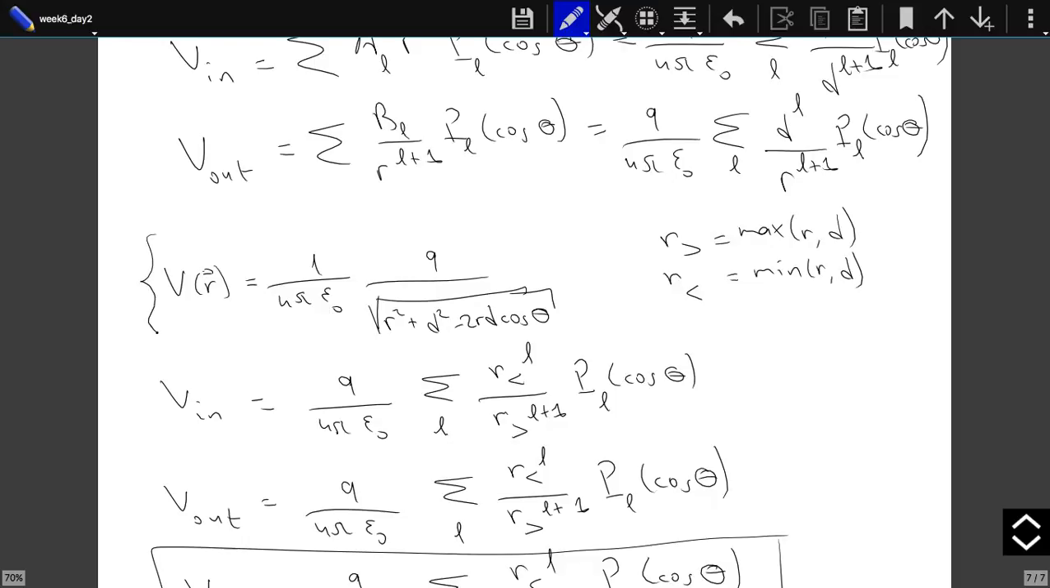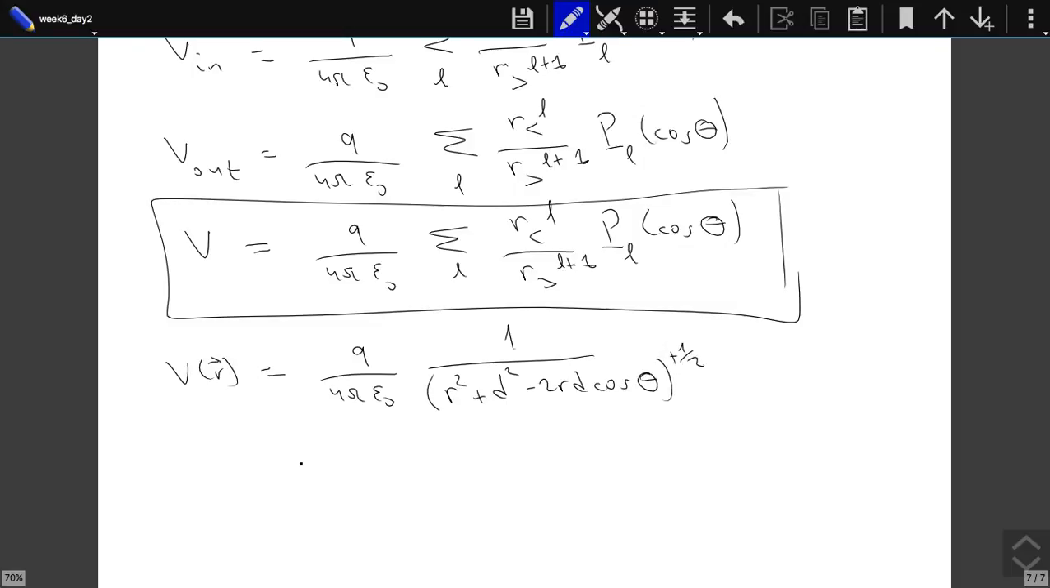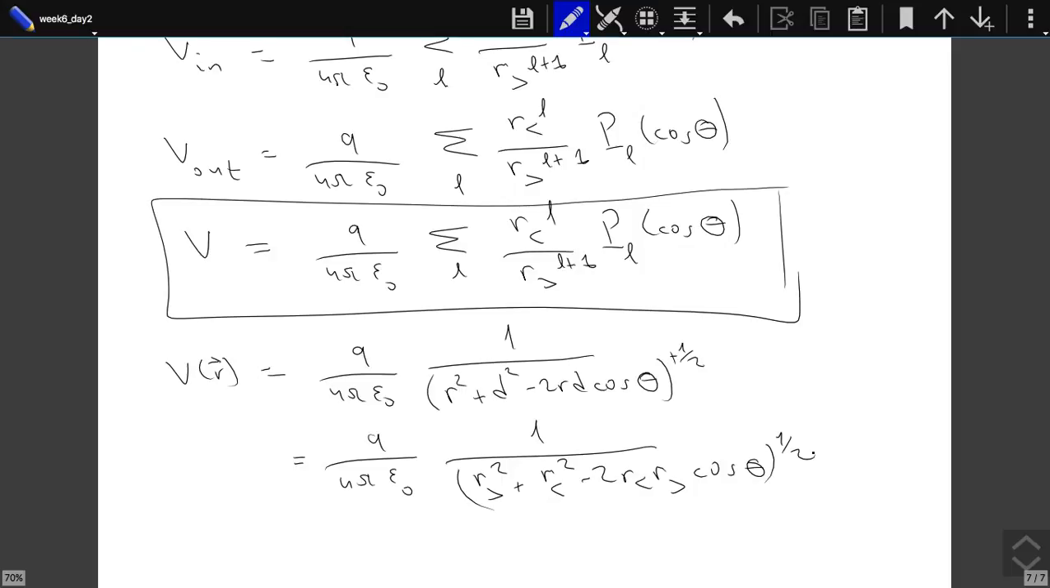Now let me do the same thing for this one. V of R is equal to q over 4 pi epsilon 0, 1 over r squared plus d squared minus 2rd cosine theta to the power 1 half. This is q over 4 pi epsilon 0, 1 over r large squared plus r small squared minus 2 r small r large cosine theta to the power 1 half. Well, you see, one of these is r, the other one is d. Whichever one is r or d, we don't really care because this expression is quite symmetric in r and d.